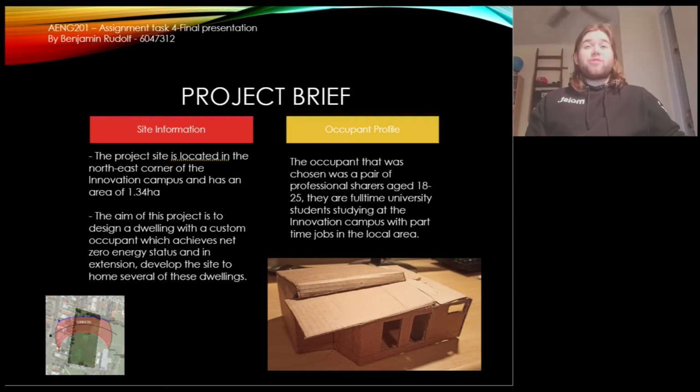Now, the project brief. The project site is a 1.34 hectare site located at the northeast corner of the Innovation Campus. The purpose of this site is to be subdivided into smaller housing developments that house zero net carbon energy houses. The desired occupant for these houses is two professional sharers aged 18 to 25. It is assumed that these individuals work part-time jobs while studying full-time at the University of Wollongong.